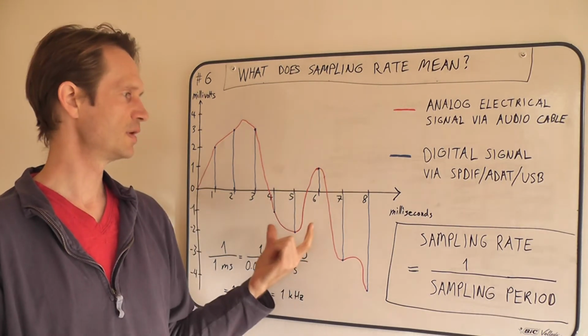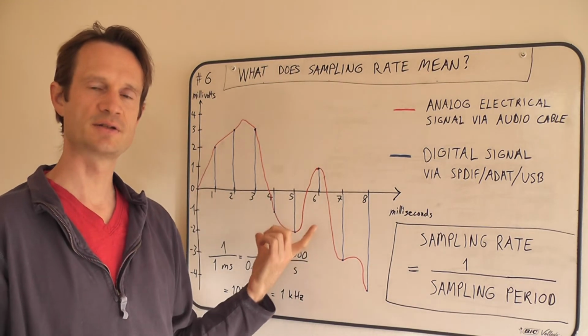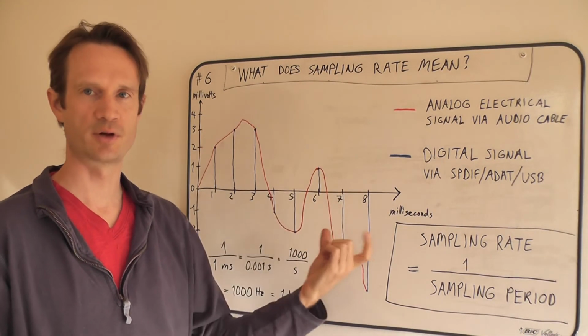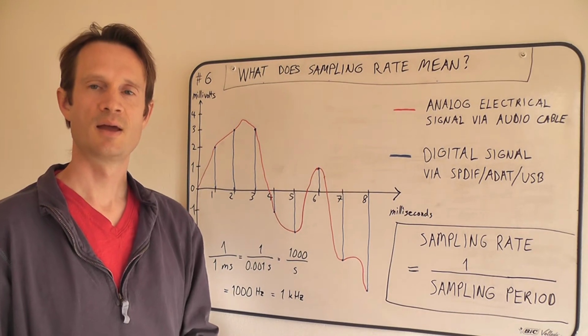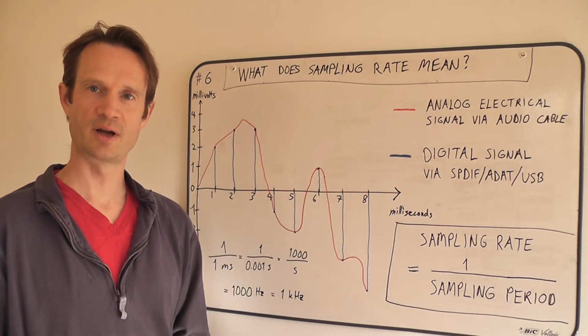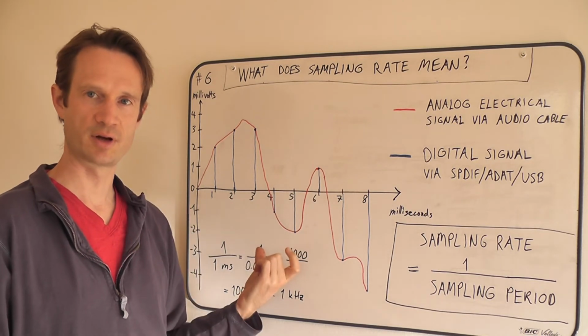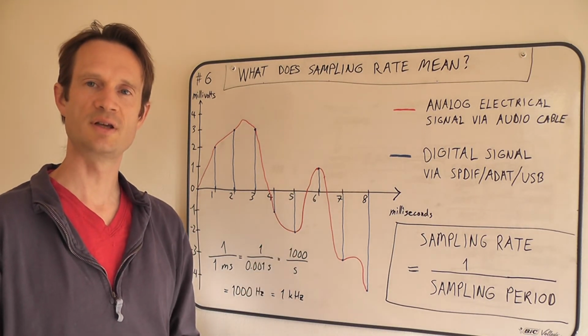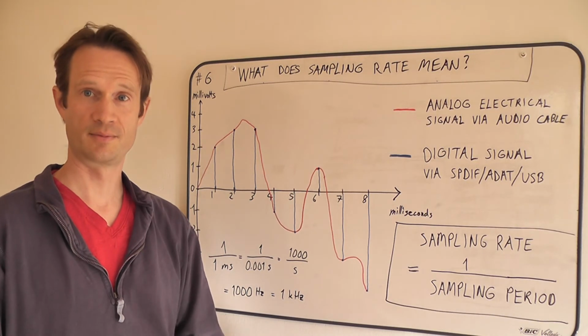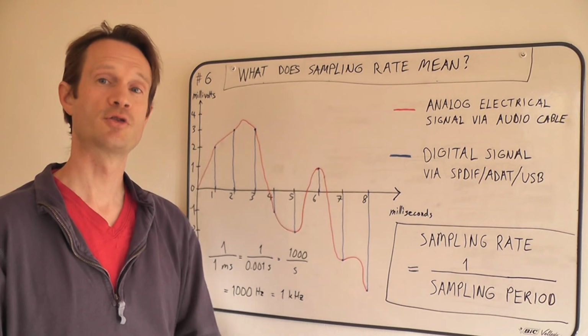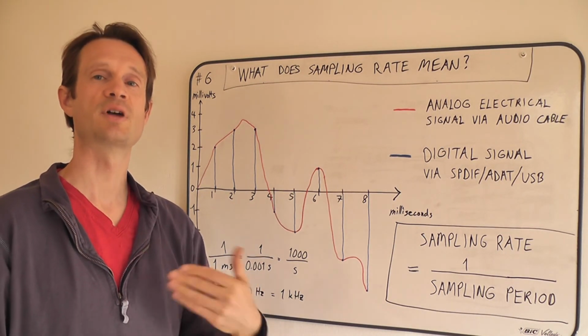And of course, if you change the sampling rate, well, you're changing the sampling period, right? And if you're increasing your sampling rate, that means that you're decreasing the sampling period, which means that you're going to be recording more data. Right? So it's going to fill up your hard drive faster if you use a higher sampling rate.